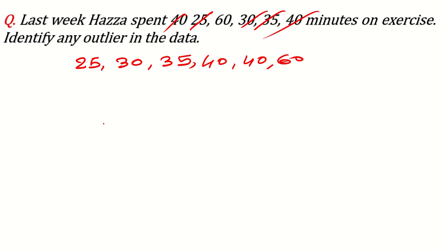So what is that method? First we will have to find the interquartile range. So how many numbers are there? You see, 6 numbers are there.